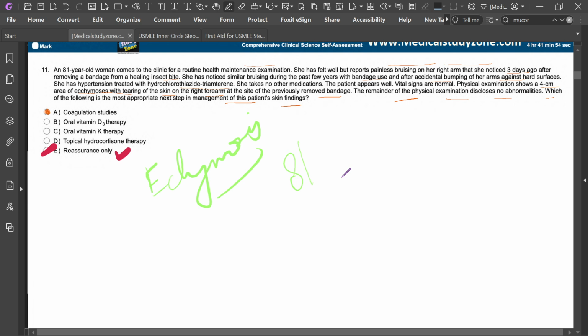No further testing is indicated. For this reason, reassurance is the most appropriate. For an older patient, ecchymosis is a normal thing due to the aging process, as they have a decline in collagen and elastin. So we need to do nothing, just reassurance. Okay.